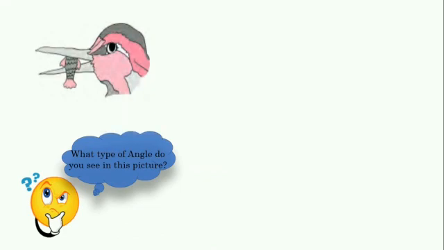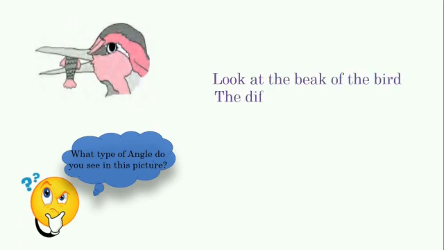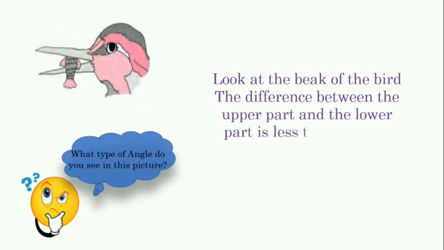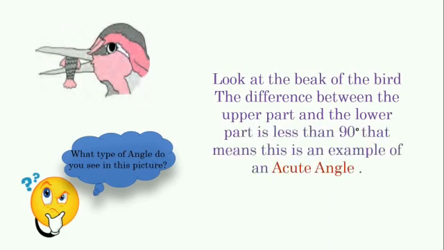What type of angle do you see in this picture? Look at the beak of the bird. The difference between the upper part and the lower part is less than 90 degree. That means this is an example of an acute angle.